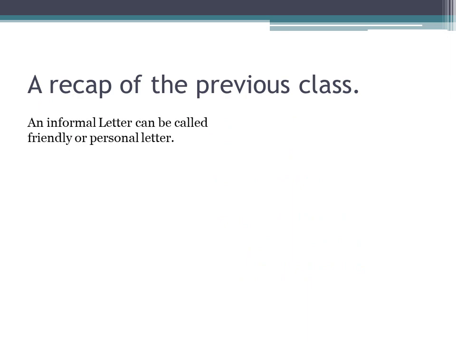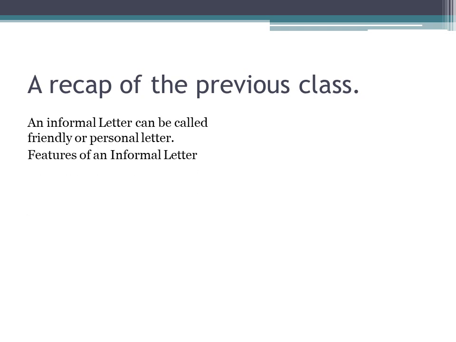The recap of the previous class. Last week we said that an informal letter can be called a friendly or a personal letter. Why is it called a friendly or a personal letter? It is because the writer of the letter knows the receiver very well. It could be a letter to a friend, a letter to a dad, a letter to a brother, or to a member of the family.